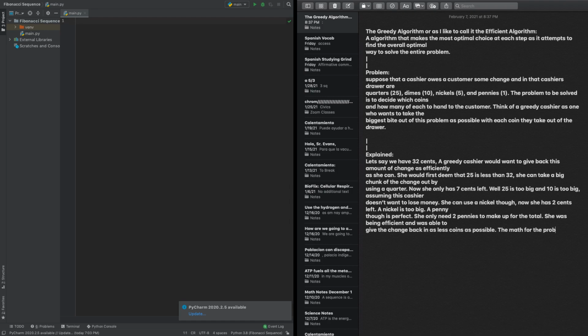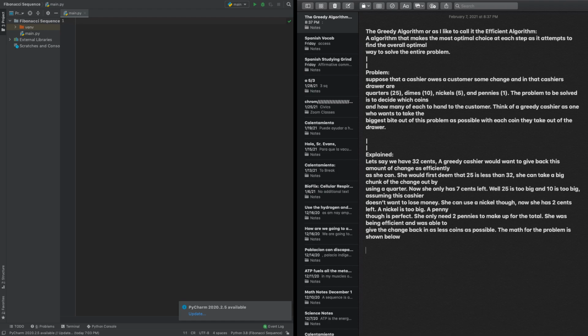So is 25 less than 32? Yes. So we want to now subtract 25 from 32, giving us 7. So now, are we going to use another quarter? No, because then we're going to lose money. We're going to lose exactly like 18 cents, right? Which store owners can't handle. 18 cents is a lot of money.